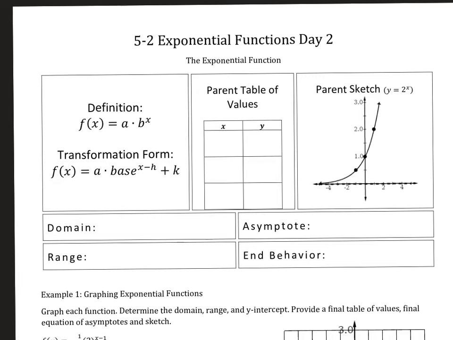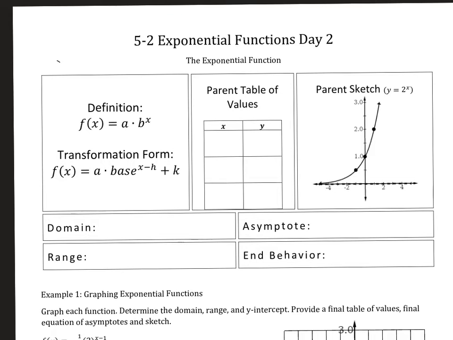Everybody. So today we are doing 5-2 exponential functions day 2. Looking at this, exponential functions, the definition, we already know that it's y or f of x equals a times b to the x. And then the transformation of that, we've also worked with this: a times b to the (x minus h) plus k. We did this at the beginning of the year, so this is nothing new.